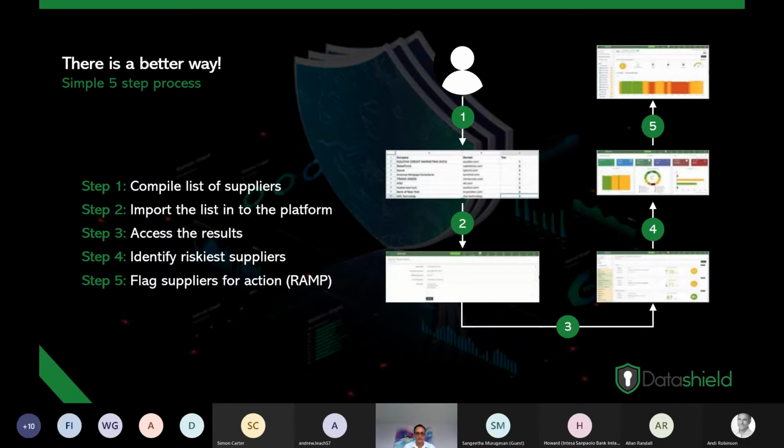You then obviously get access to those results. So you can start to sort them and rank them by who is the riskiest, who is above the threshold for my comfort in terms of dealing with that organization.